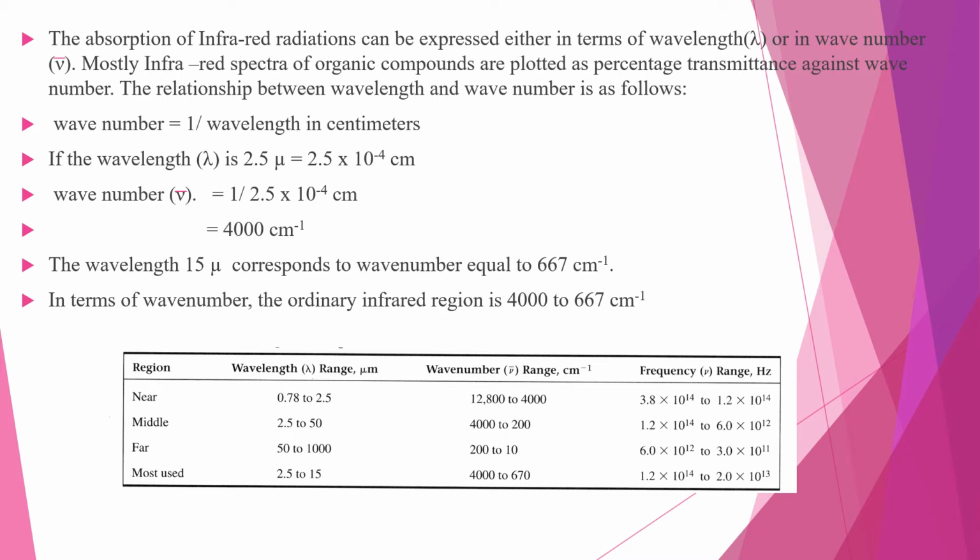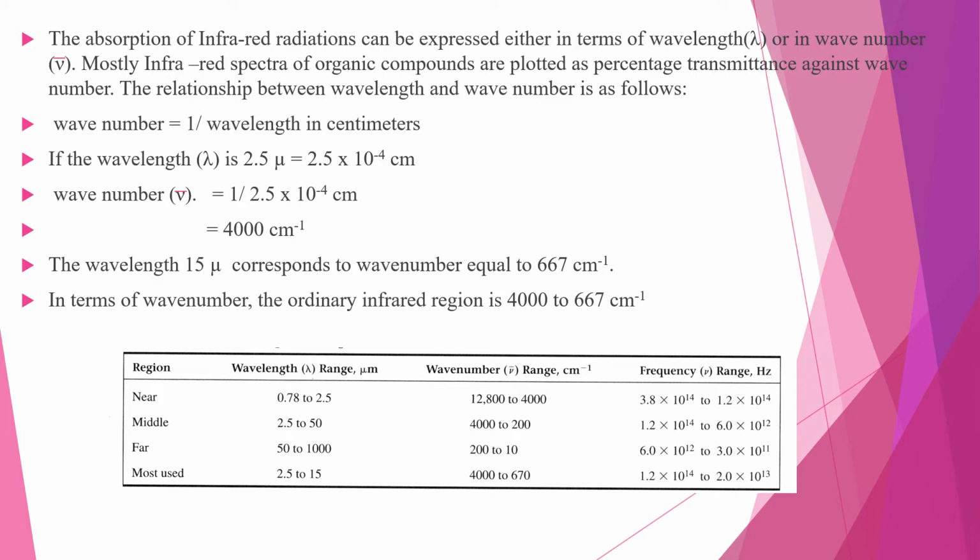The relationship between wavelength and wave number is as follows. We know that wave number equals 1 by wavelength in centimeters. If the wavelength is 2.5 micron, that equals 2.5 into 10 to the power of minus 4 centimeter. Then wave number is 1 divided by 2.5 into 10 to the power of minus 4 centimeter. That is 4000 cm⁻¹.